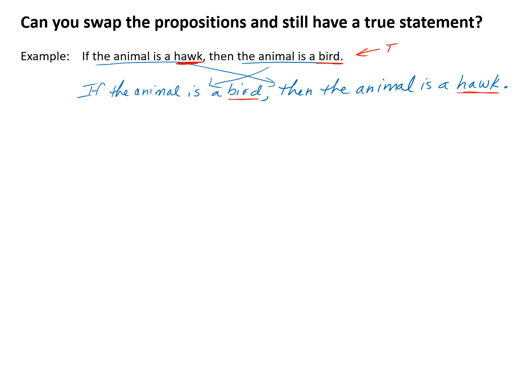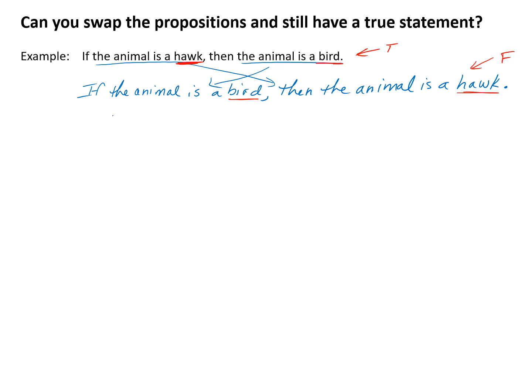So what we have is a statement that by reversing it ends up being false. It turns out when you reverse the location of the two propositions in an if-then statement, you will not necessarily continue to have a true statement, or at least have the same truth value. Now, sometimes you can. It depends on the situation, but you aren't guaranteed that you will still have a true statement or a statement that has the same truth value.